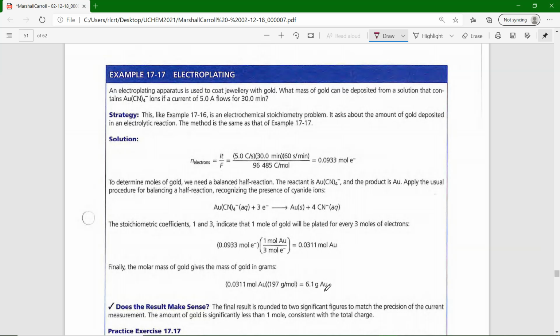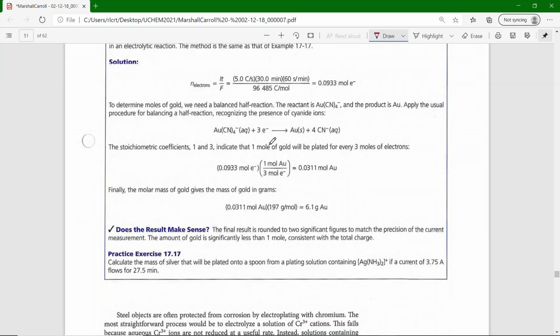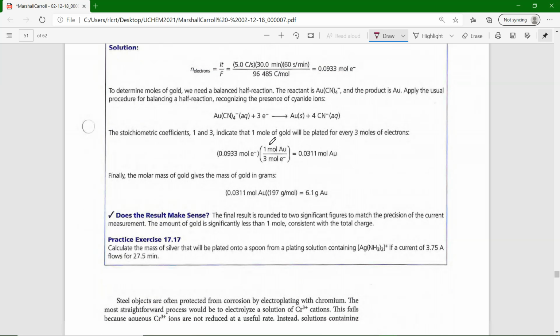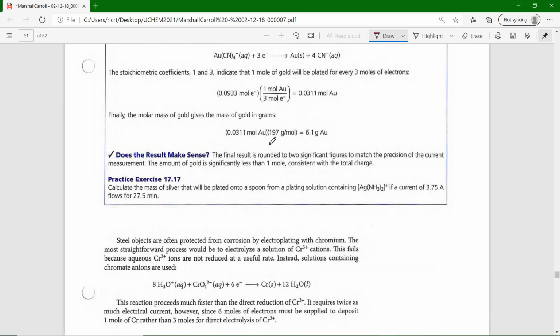Now, an interesting thing to see here is if I run a greater current through there, I'm going to get more gold, or the same current for a longer amount of time. This number's bigger, so this number's bigger. So it makes sense. The longer I run the process for, the more gold is going to plate out on the base metal to make some pretty jewelry. Okay, and this silver one, you can do that one on your own.